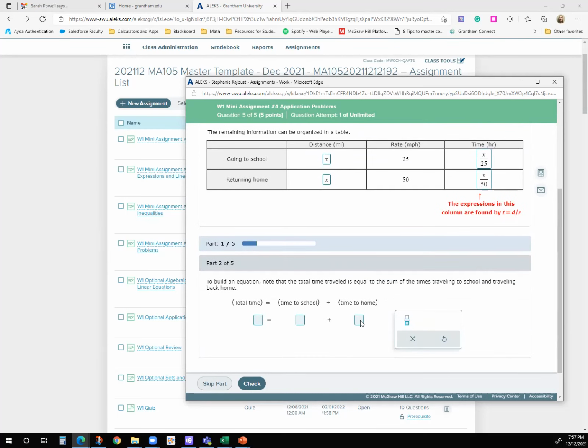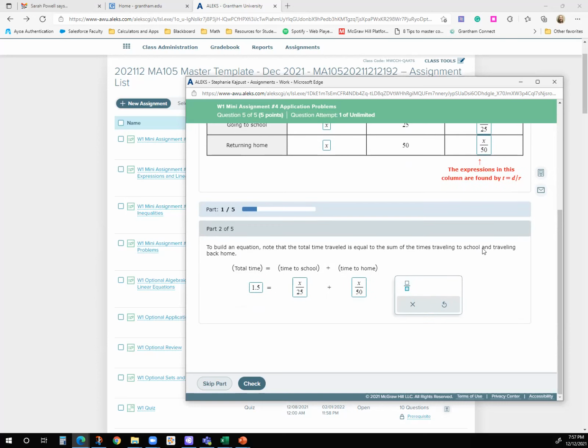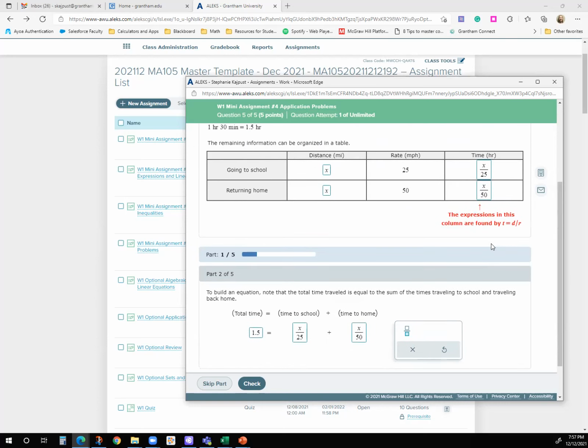This is where we use the total time, because total means you add them together. So 1.5 is the time to school, which we have as x over 25, and then the time to home is x over 50. It's just those two expressions added together on one side. So I will check.